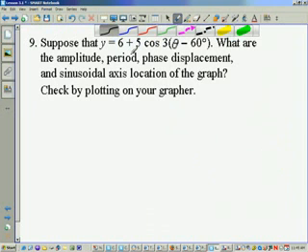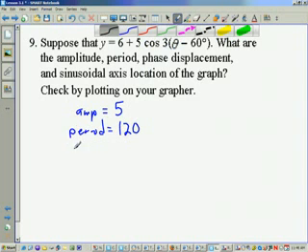Question 9. Suppose that y equals 6 plus 5 cosine of 3, parentheses, theta minus 60. What are the amplitude, period, phase displacement, and sinusoidal axis location on this graph? So we'll start with amplitude. Amplitude is going to equal 5. That's your vertical stretch. Your period is the tricky one because we shrink by a factor of 3. So 360 divided by 3 is going to be 120.